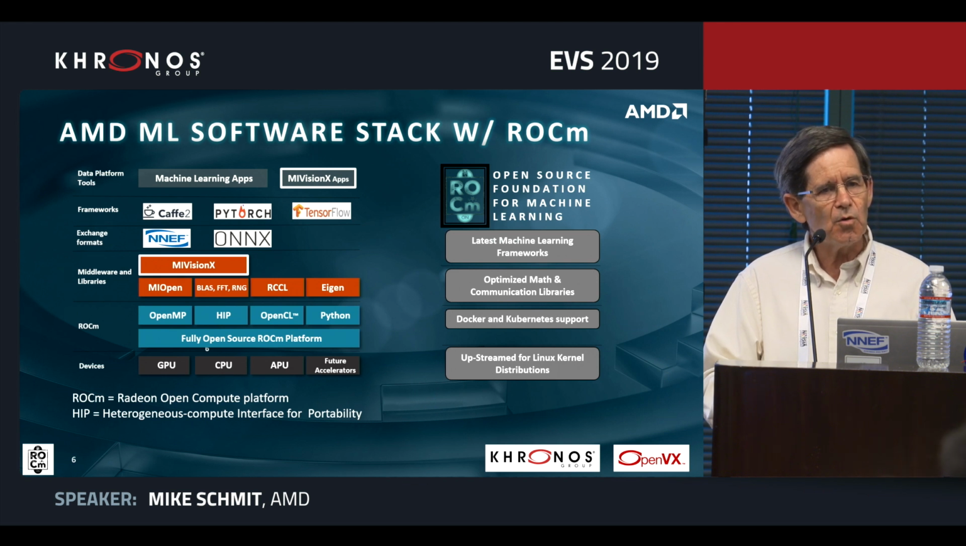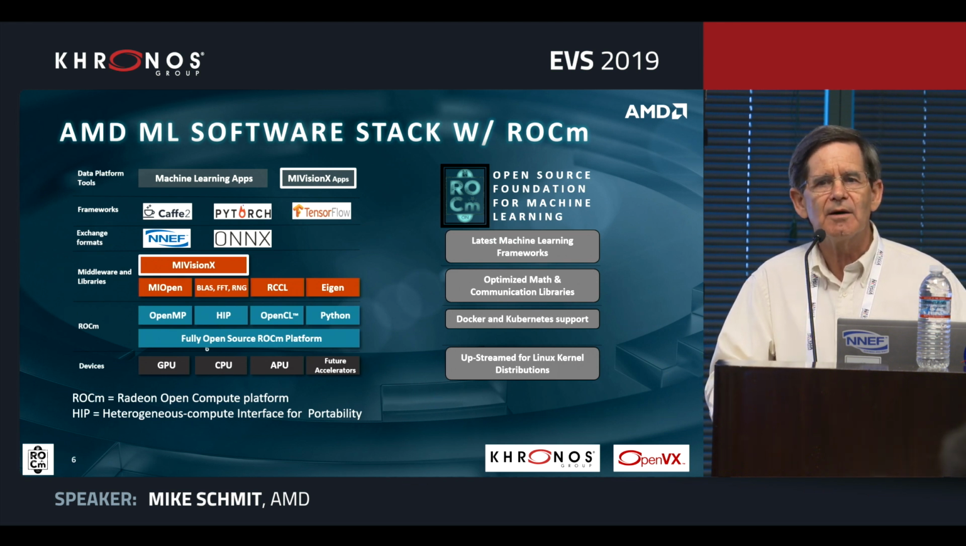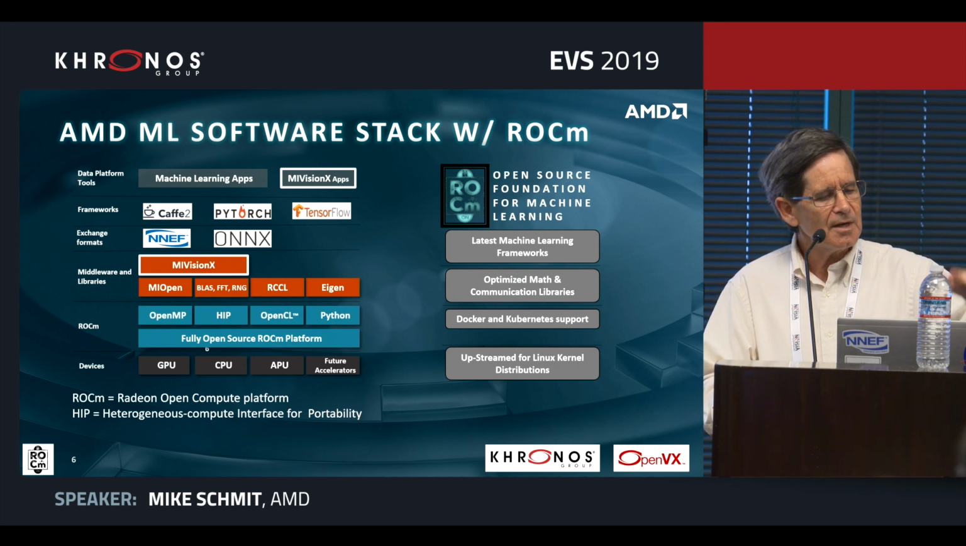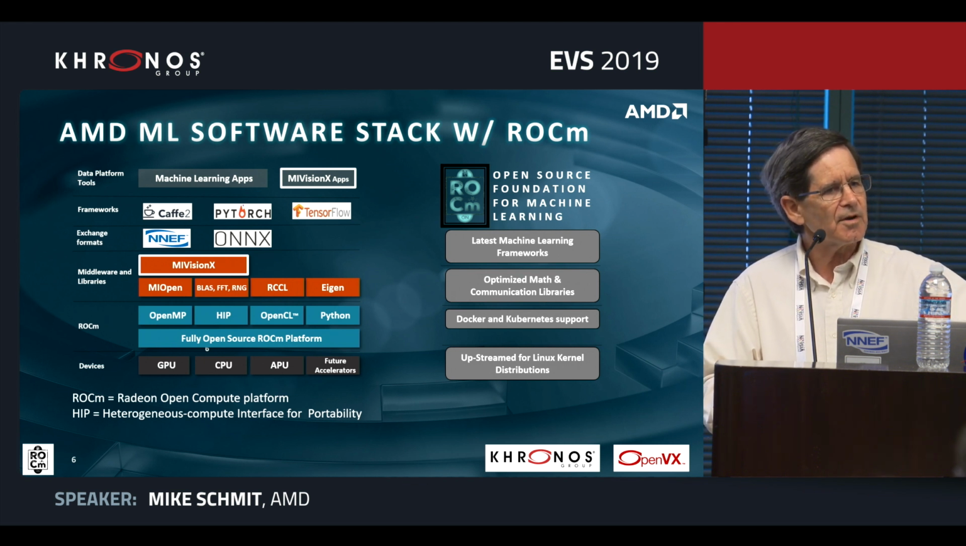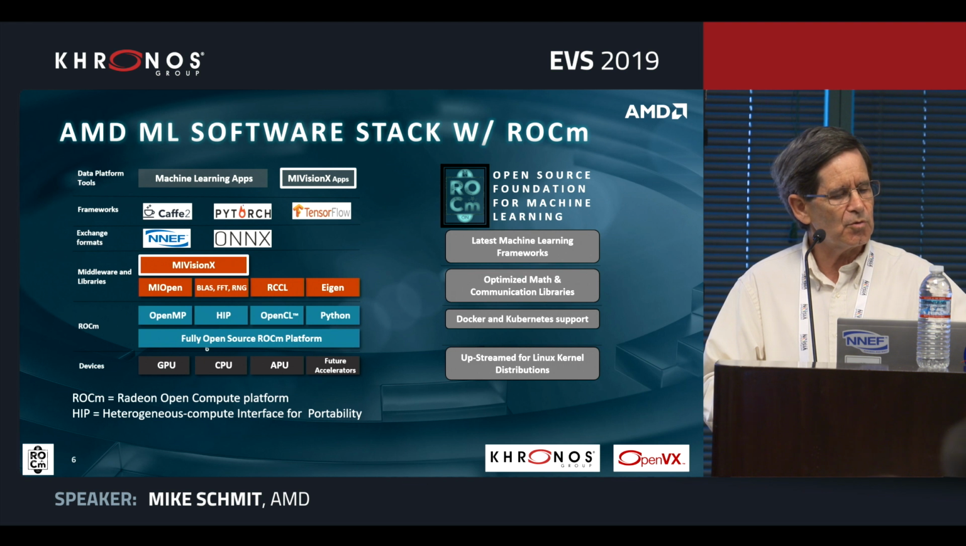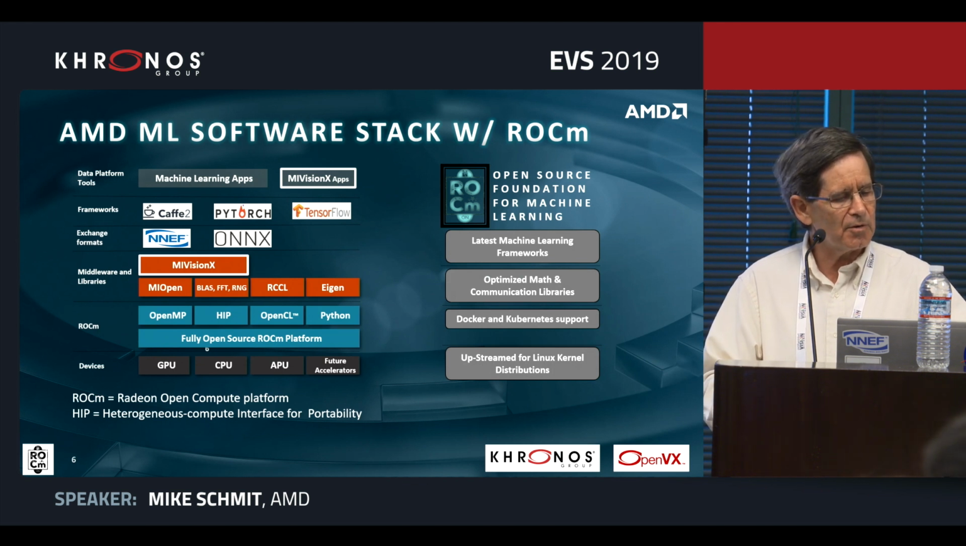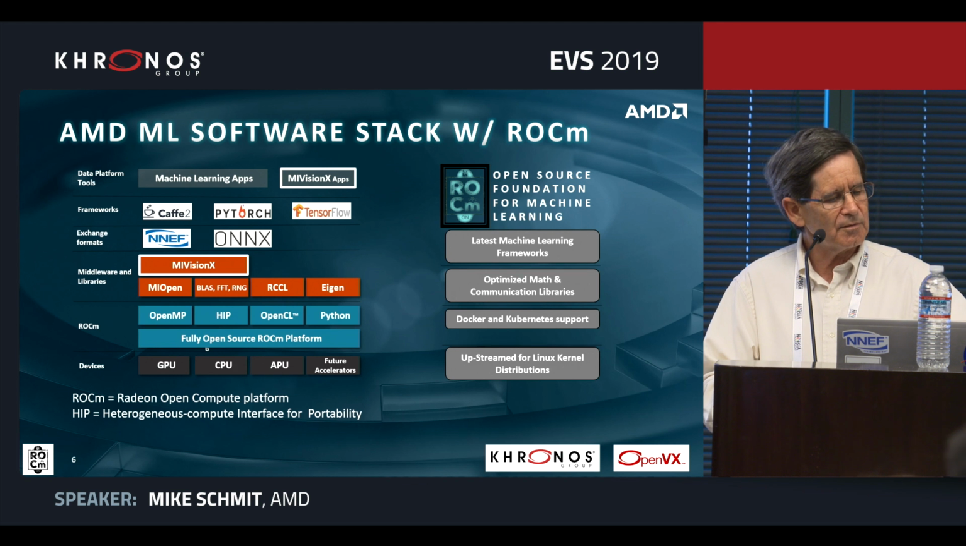This is what the whole stack looks like on an AMD device. You can see down at the bottom is the actual hardware, and up at the top is the application. In between are all the layers of stuff that you might have to go through, right? Frameworks, exchange formats. All that orange part is the AMD middleware components, and in the ROCm part, you can see all the compilers there.